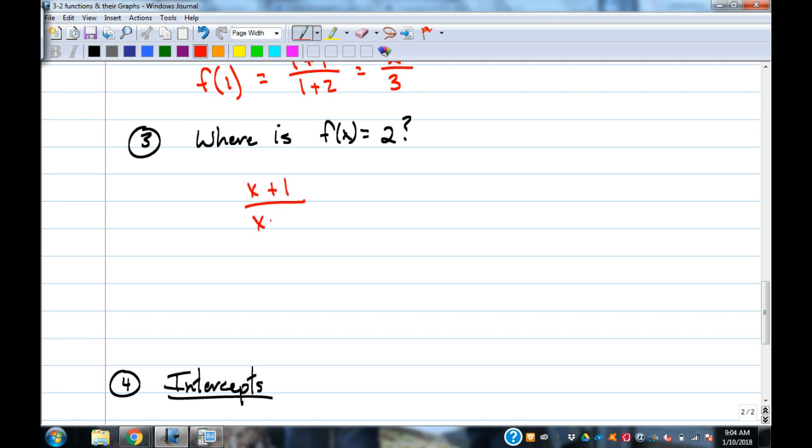Take the equation and set it equal to that y value. Because we have what f of x is. It's x plus 1 over x plus 2. But they say, okay, when is that equal to 2? So we take whatever f of x is and set it equal to 2. And then we've got an equation to solve. How do you solve such an equation? Multiply by x plus 2. That works.